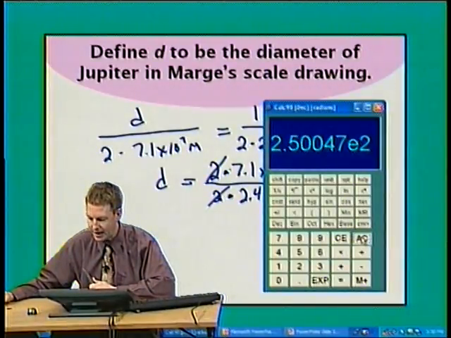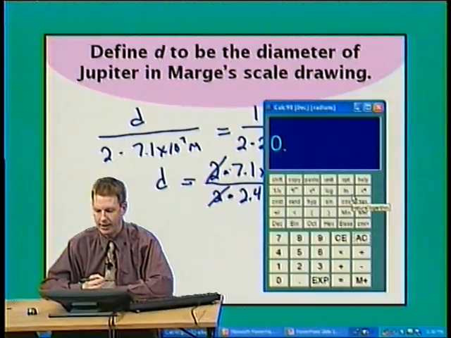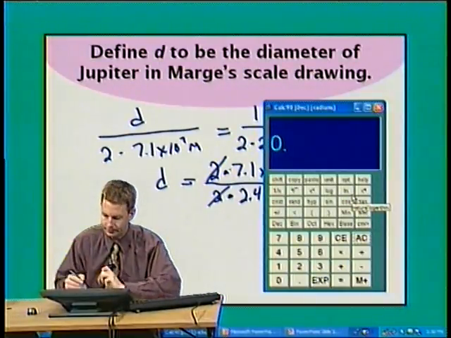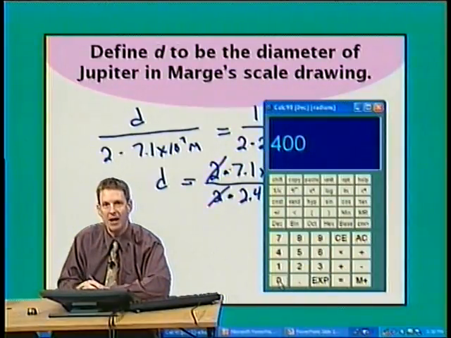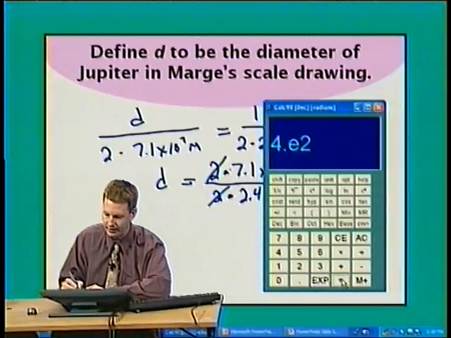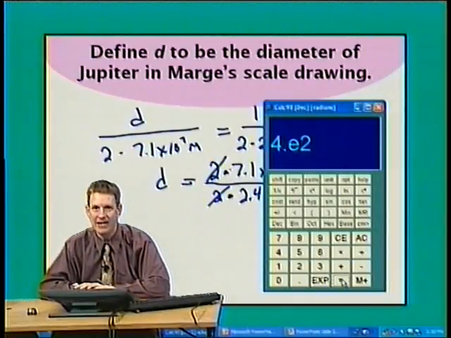Now that I'm in scientific notation mode, let's see what happens when I enter a number like 400. So I'm entering 400, and let's see what happens when I press the equal sign. Holy smokes, an E shows up, 4.E2. Well, what on earth can that possibly mean?